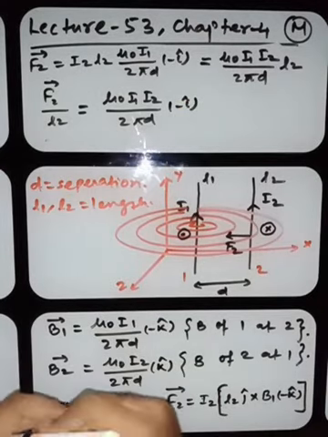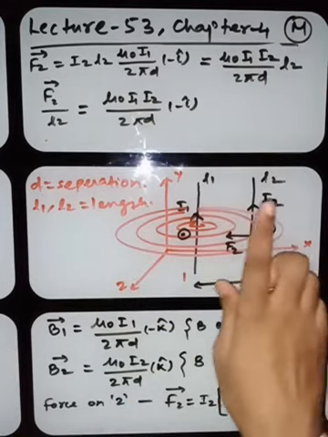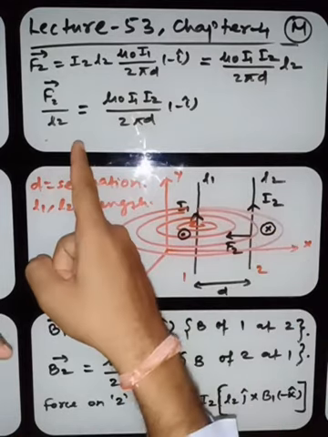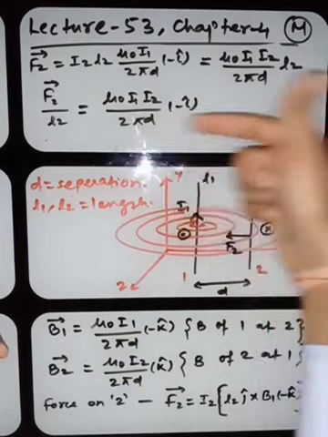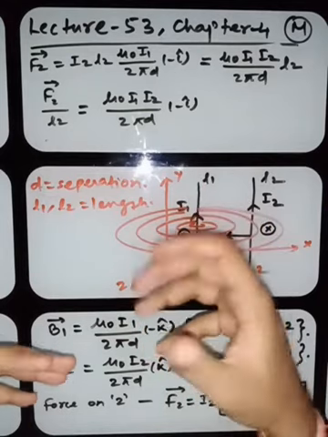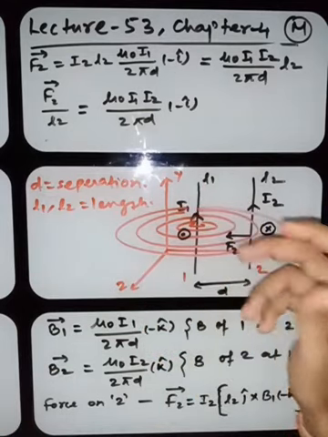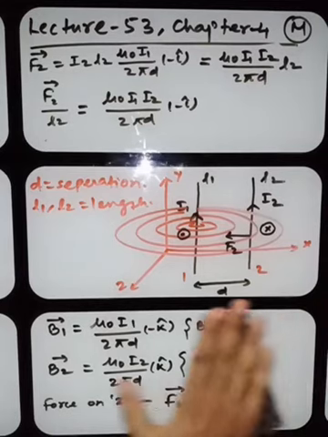Similarly, if you try to find the magnetic force on conductor 1, this is the force on conductor 2, and it is coming in this direction. In a similar way, if you try to find the force on conductor 1, you will get, let me rub this one.